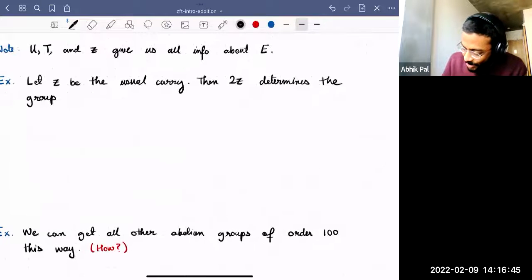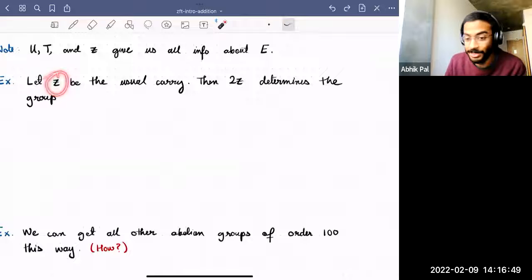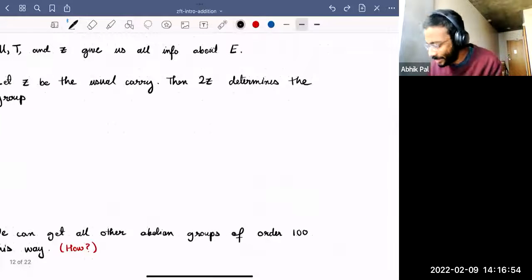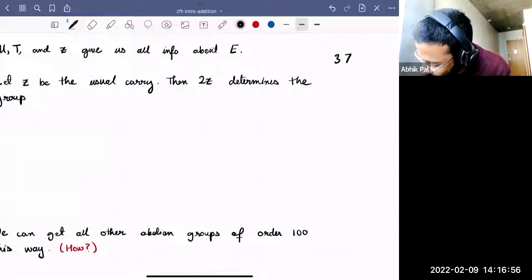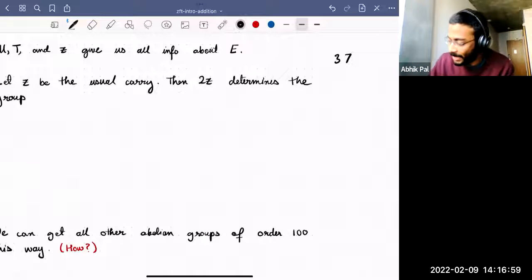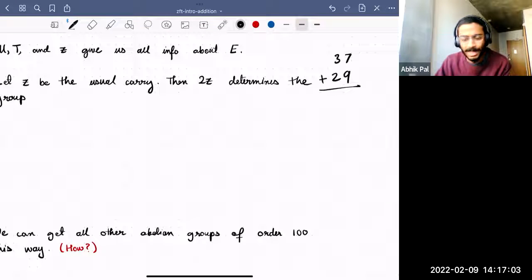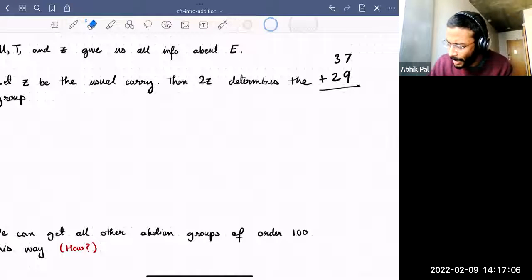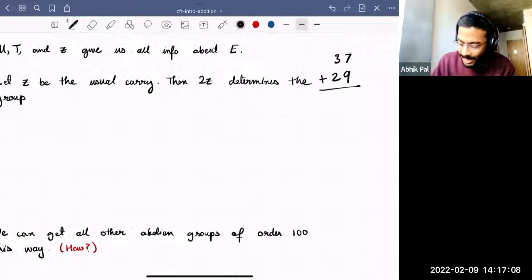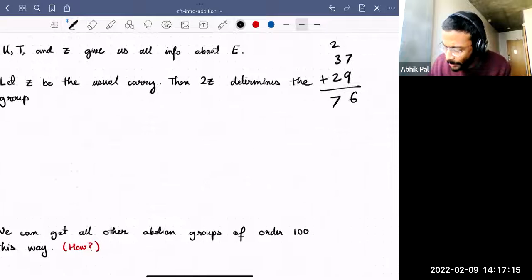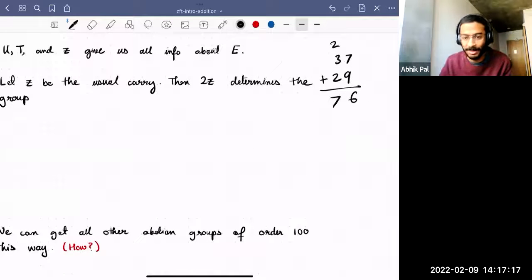So for example, let's work with the usual carry, which I'll denote by Z, and then consider the carry 2Z. The way this is going to work is that we will add normally, but whenever we carry, we carry over a 2. So if I do 37 plus 29 with respect to this new carry, I get 7 plus 9 is 16, but instead of carrying a 1, I carry over a 2. And now I can just do 2 plus 3 plus 2, and that gives me 76.